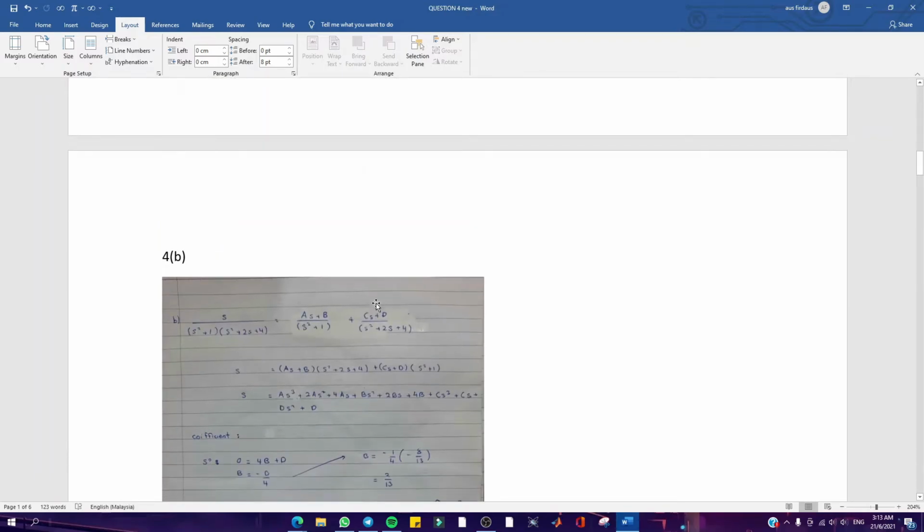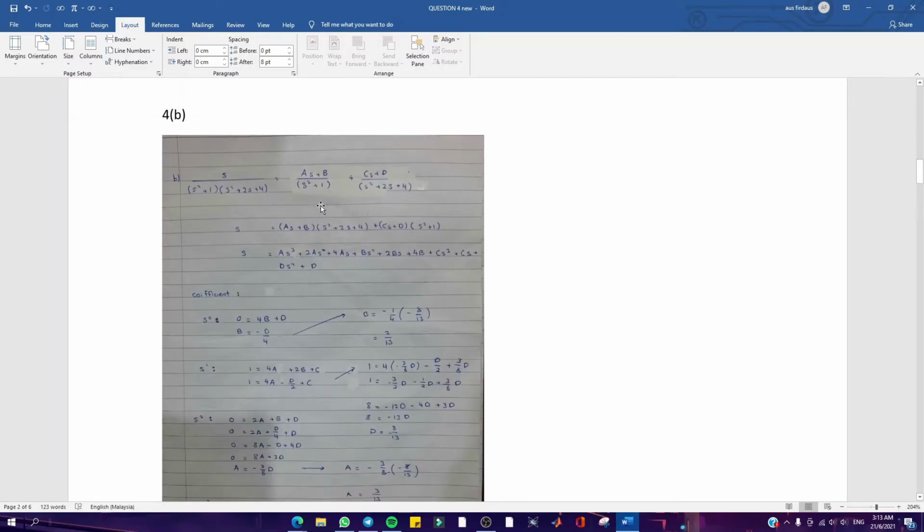After that, for question 4b, we need to do partial fractions. To do partial fractions, we use the formula as plus b over s squared plus 1 and then plus cs plus d over s squared plus 2s plus 4, and then we simplify it. From here we go to the right hand side, which becomes (as plus b) times (s squared plus 2s plus 4) and then (cs plus d) times (s squared plus 1).